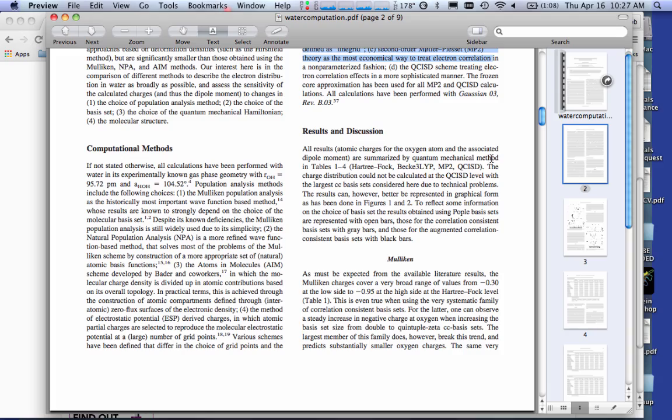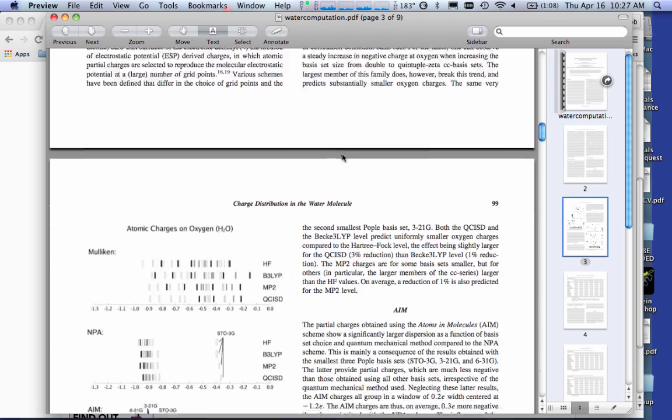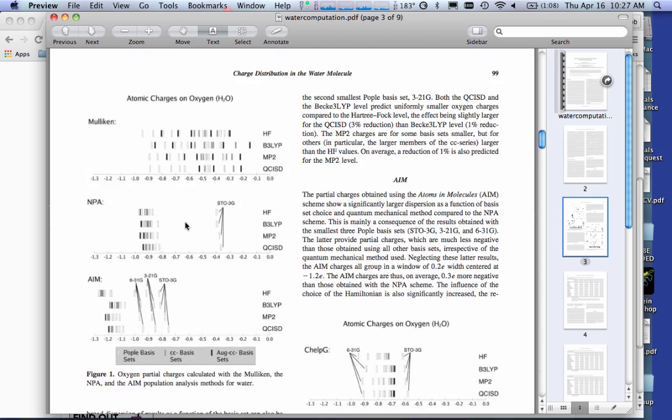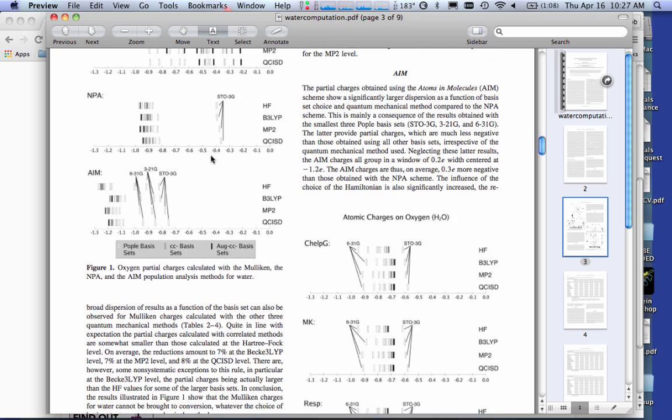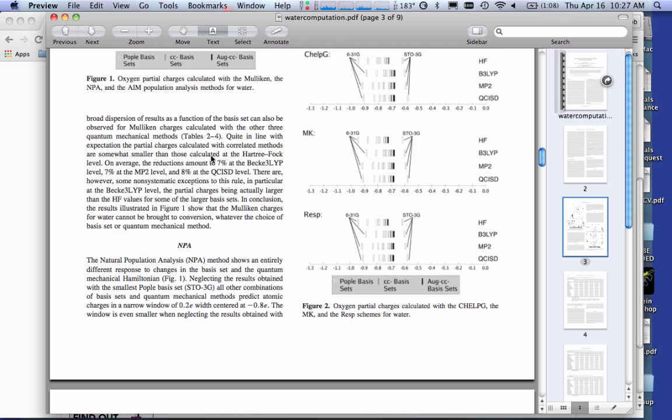Okay, the results and discussion, I would sort of skim through that, but again, what I'm really looking for in that part are the charts and the data tables. Those are the things that I really look at.